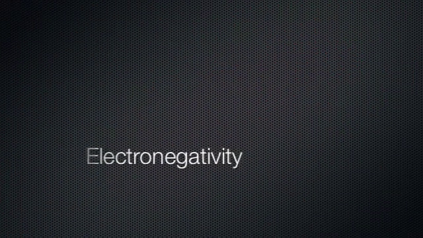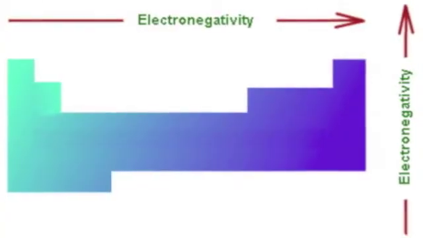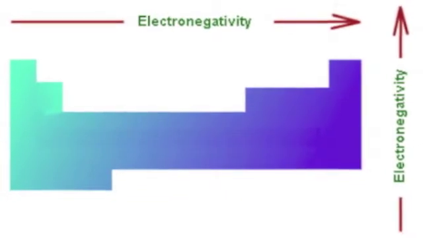Electronegativity is the ability of an atom in a molecule to attract electrons to itself. It increases across the period and up a group. Across the period, it has the same electron shielding but more protons, and up a group it has less electron shielding. The least electronegative element is francium, and the most electronegative element is fluorine.